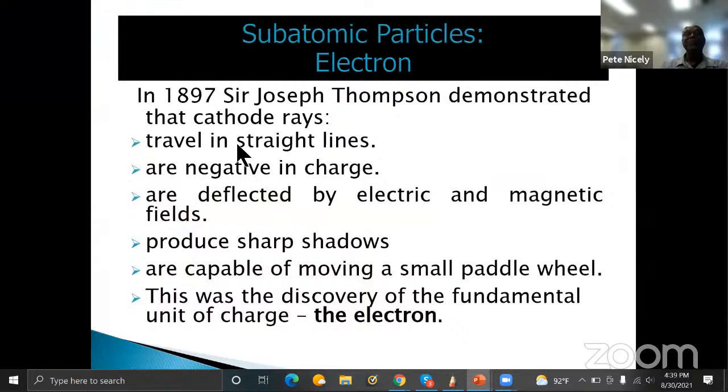Okay, so when these particles were discovered, Sir Joseph Thomson did some experiments to investigate the actual nature of these particles. He found out that they travel in straight lines, they are negative in charge, and they are deflected by electric and magnetic fields. They produce sharp shadows and are capable of moving a small paddle wheel. This was the particle responsible for all these properties that J.J. Thomson discovered, and the particle was called the electron, right? So this is a fundamental unit of charge which is present in all atoms.